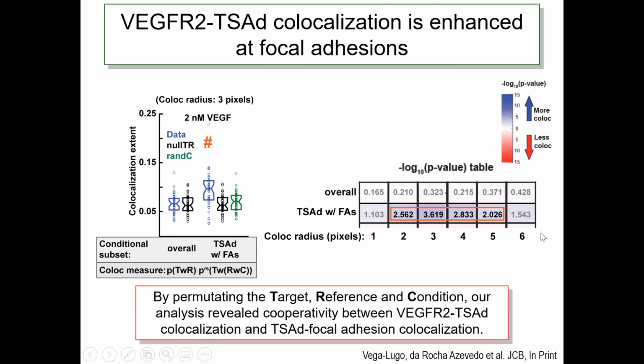And I'm not showing you the data here, but we permutated target, reference and condition between these 3 molecular entities. And this analysis revealed that there is cooperativity between VEGFR2 TSAd colocalization and TSAd focal adhesion colocalization. So we're trying to figure out now, by looking at more molecules as well as live cell data, what exactly is happening there.